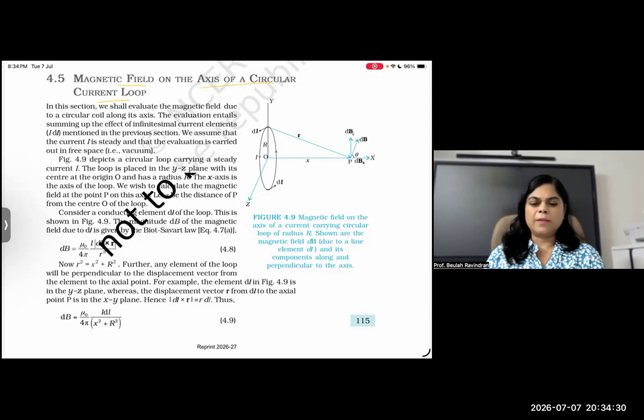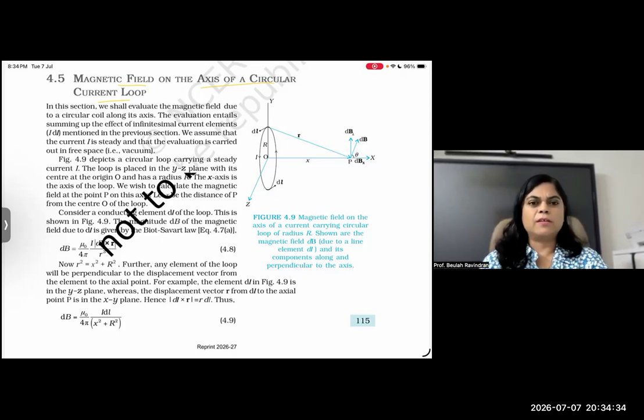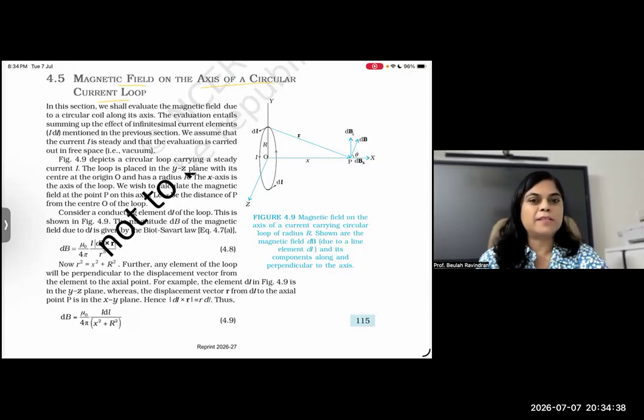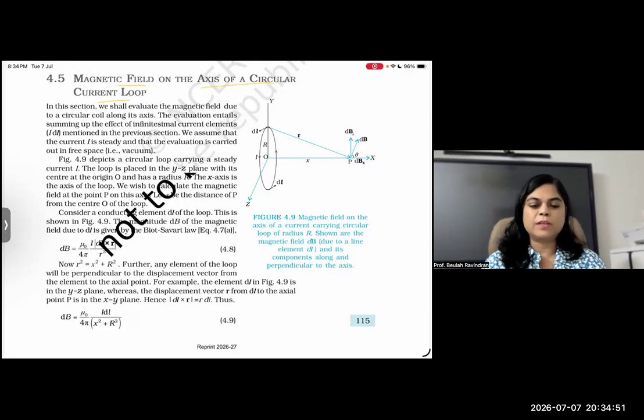Okay, I must mention the real life applications, for example, loudspeakers, MRIs, electromagnets, particle accelerators, all depend on current loops only. Okay. So I will introduce it right now. In this section, you are going to evaluate the magnetic field due to a current coil along its axis.